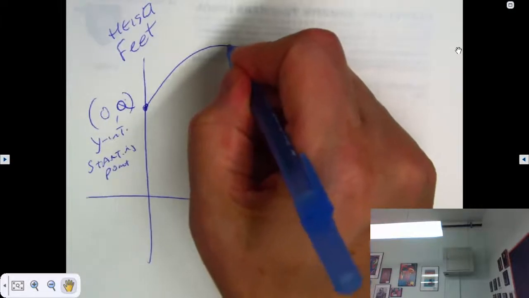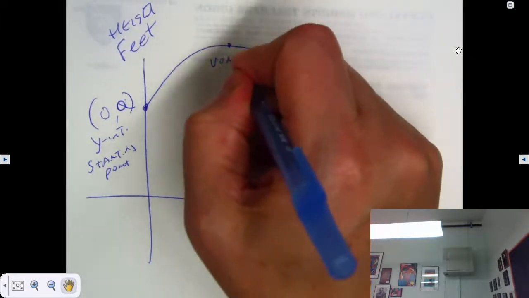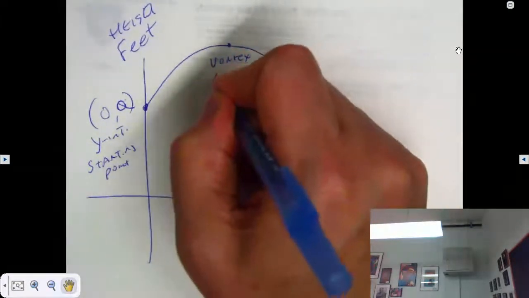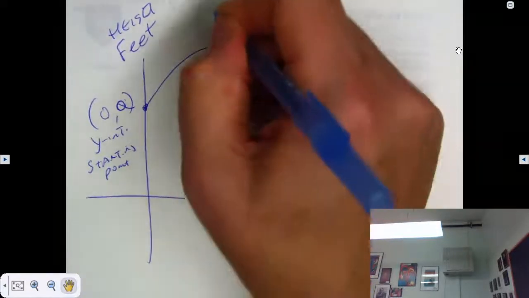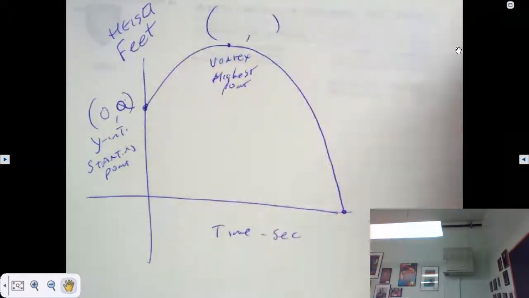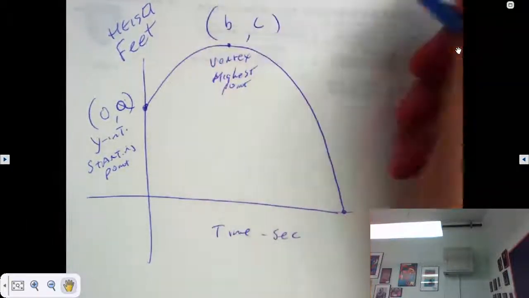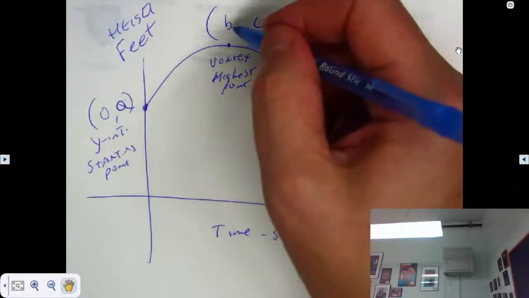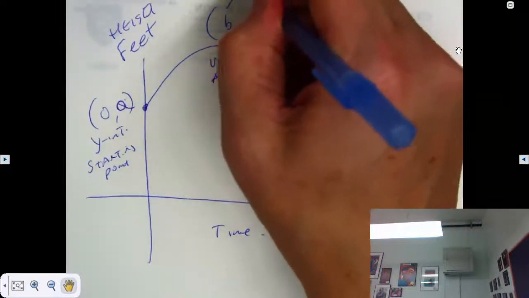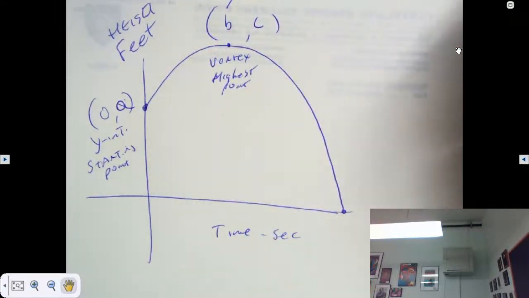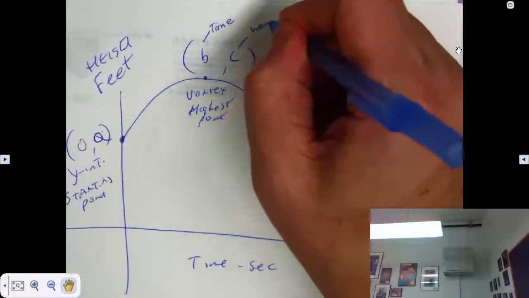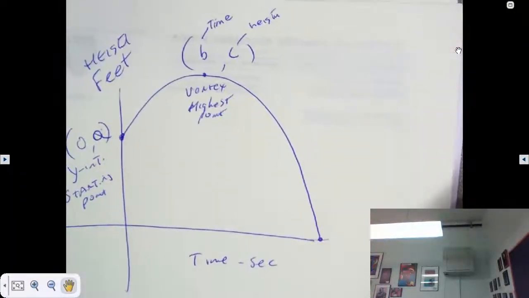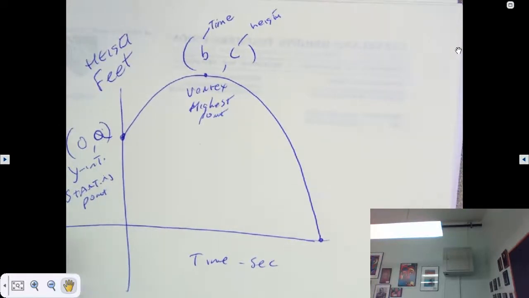At some point, it's going to max out. This is the vertex. The vertex is the highest point on the graph, and there's an x value and a y value. Now think about what's going on here. The x part of the vertex tells you time. It tells you how long it takes to get to the highest point. And the c is the height at the highest point. So maybe after 2 seconds, it's at 50 feet or something like that.